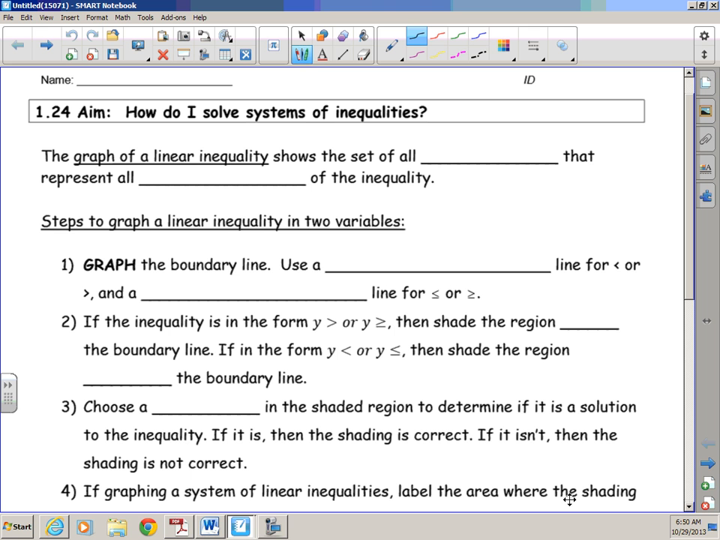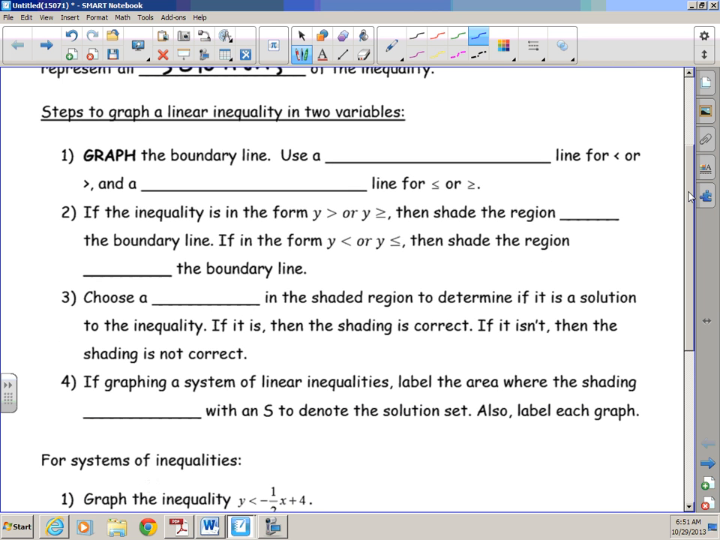Well, first, the graph of a linear inequality shows the set of all coordinates that represent all solutions of the inequality. So, as you recall, as opposed to an equation where the points on the line are an infinite number of points that are a solution, in an inequality, what you're going to have are not only potentially the points on that line, but that depends upon whether there's an equal sign or not underneath, but you're going to do your shading again, like we did before. So, let's go through the steps, and then let's go through some examples.